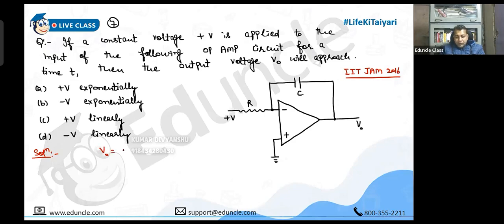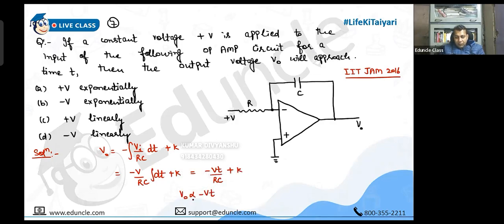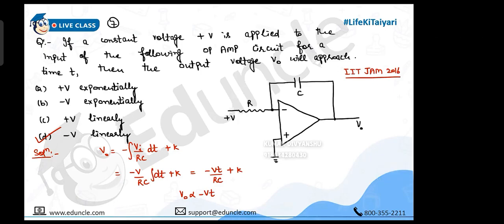See, this is the formula. This is an integrator. So Vi is V. So it will be minus V by RC integration dt plus K, which is proportional to minus Vt. Linearly, it will approach minus V. Please check. Everyone, please check.